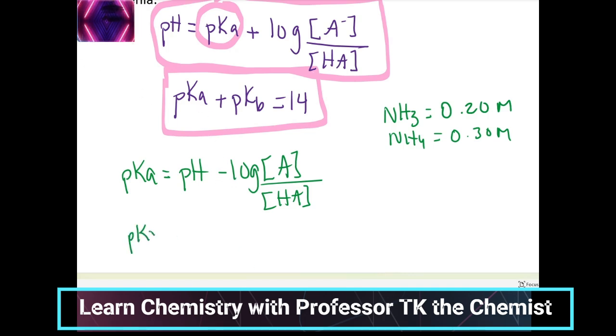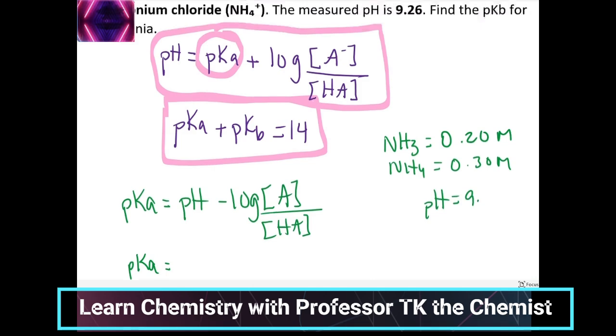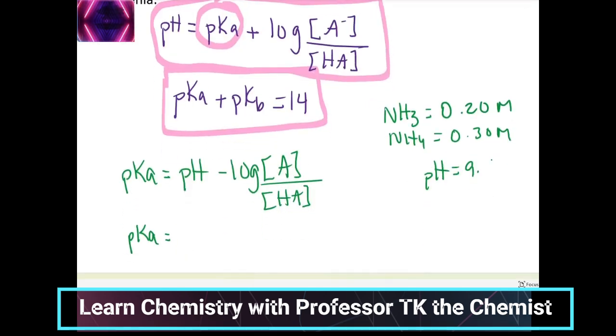So you're going to say pKa equals, and let me put over here so I don't have to keep pulling the screen down, the pH was 9.26. Yep, 9.26. We need these three numbers for this problem. So pH 9.26 minus the log of, so what's going to go on the very top? The 0.20. And on the bottom, 0.30. So now divide these two numbers first, before you do anything else. You've got 0.2 divided by 0.3.